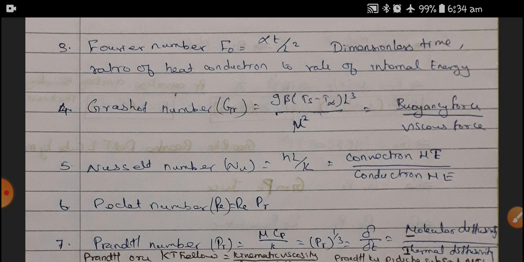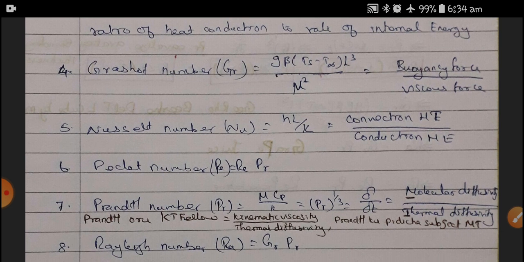And next is the Peclet number. Peclet number is the product of Reynolds number and Prandtl number. Prandtl number is the ratio of kinematic viscosity to the thermal diffusivity, or molar diffusivity to the thermal diffusivity, we can say in two types.